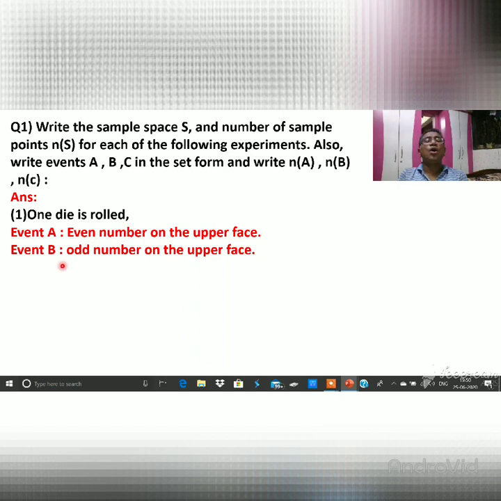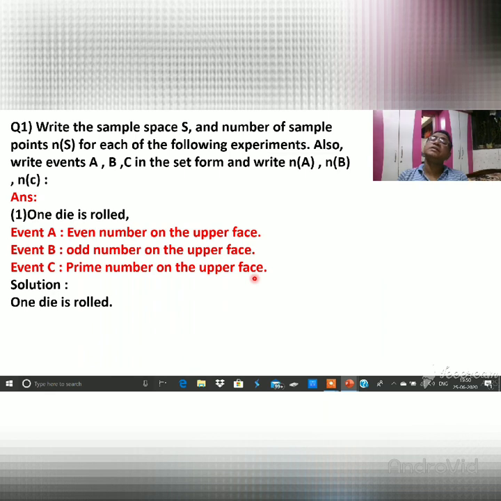Event B, odd number on the upper face. So on the upper face you must get an odd number. Odd number means 1, 3, 5. That is the odd numbers. Then event C, prime number on the upper face. I will explain these 3 events again at the time when each event is necessary.